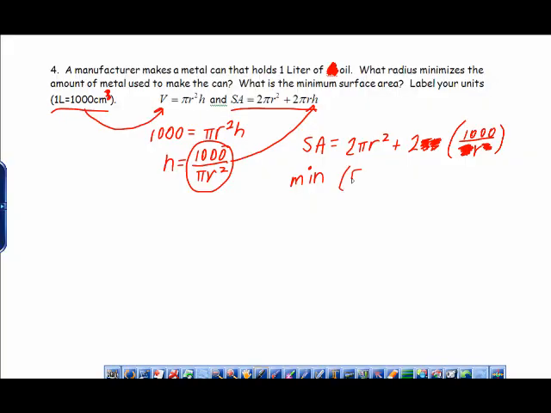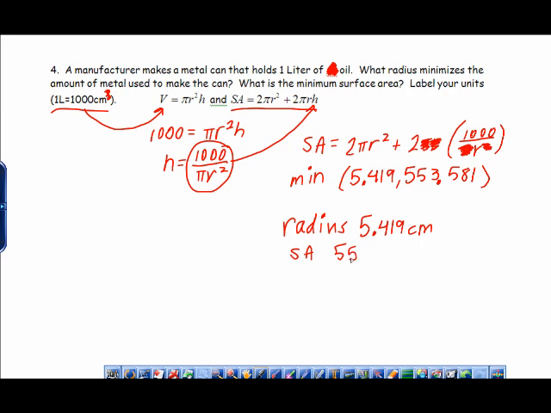Okay, so we write this down, 5.419, comma, 553.581. So it says, what is the radius that minimizes the amount of metal? So the radius, we write out our answer, interpret our answer, is 5.419. And remember, we put everything in centimeters. And the minimum surface area is this other number, because that's what our equation was in terms of. It was for surface area.